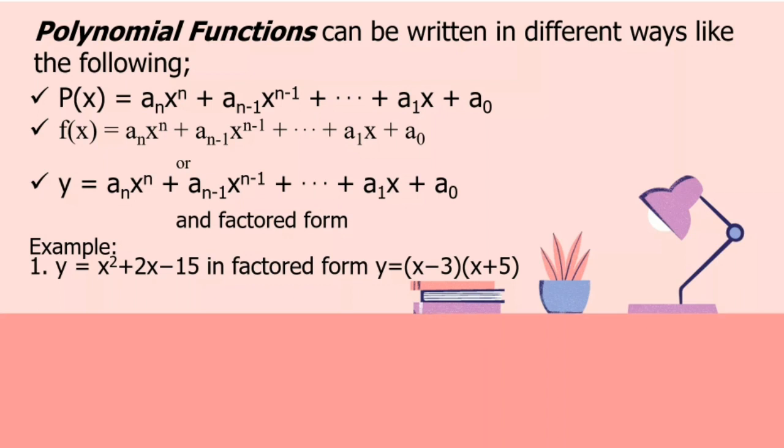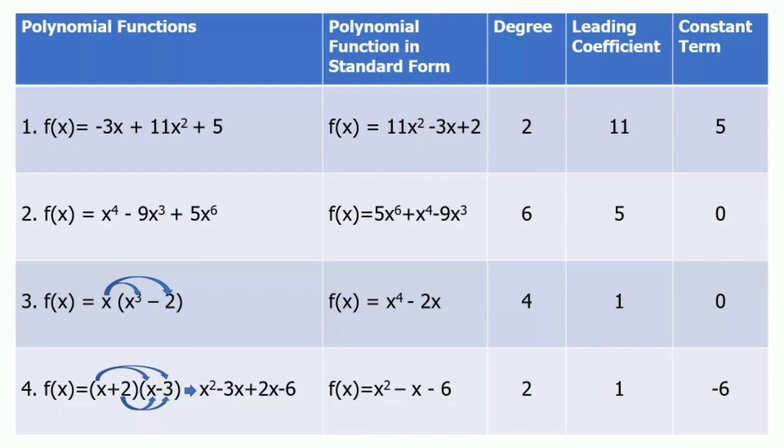Polynomial functions can be written in different ways, such as in the form p of x, f of x, or in factored form. Example: y is equal to x squared plus 2x minus 15. In factored form, y is equal to the quantity x minus 3 times the quantity x plus 5. For you to understand more about polynomial functions, let's have an example. Given the polynomial functions, we will write each in standard form and identify the degree, the leading coefficient, and the constant term.